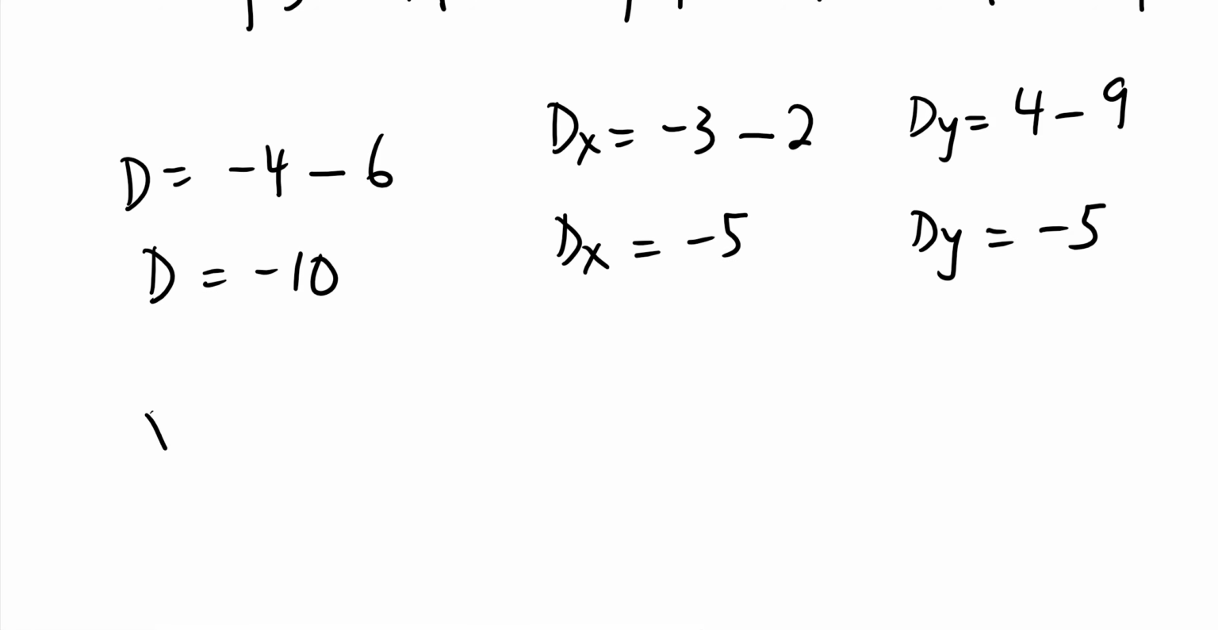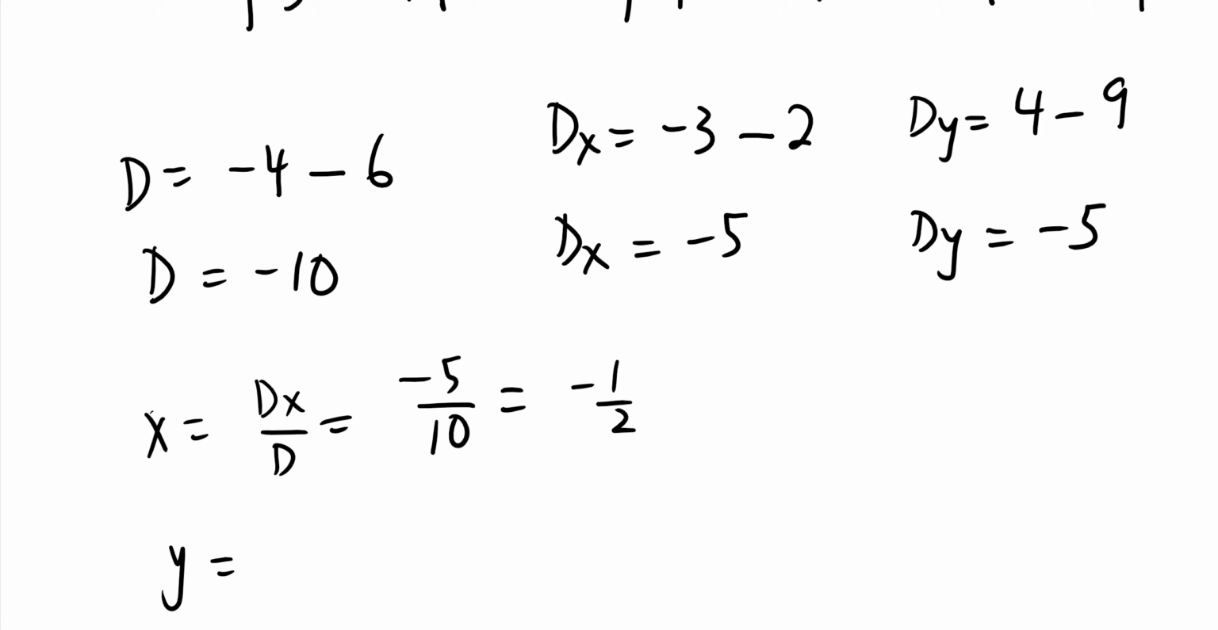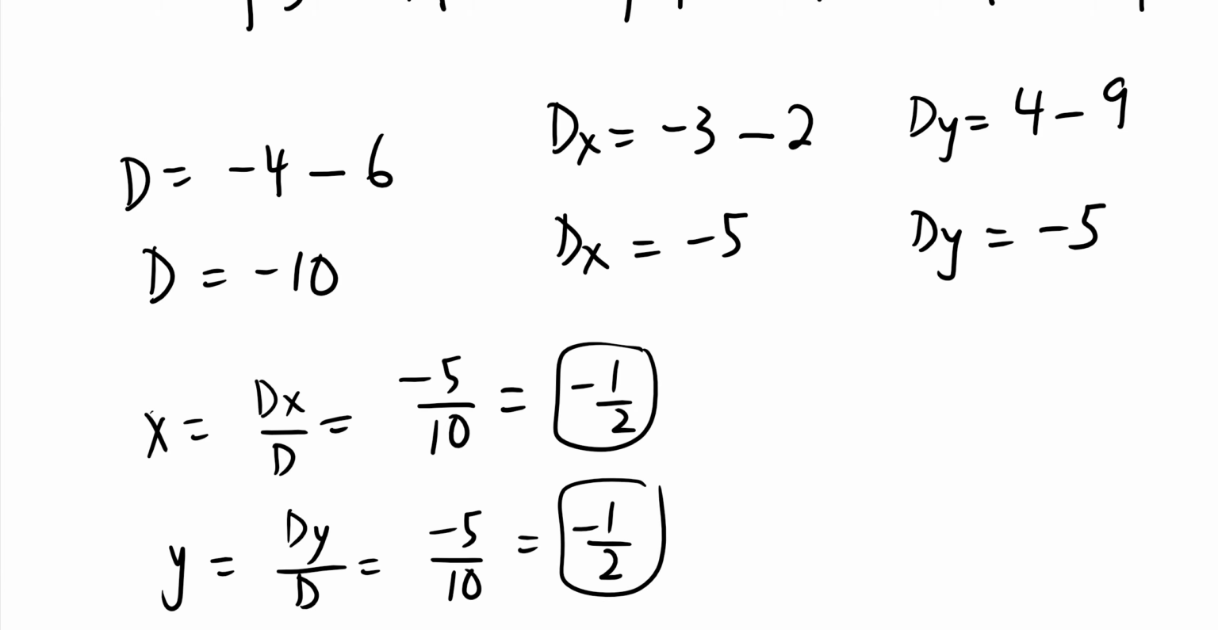What we need to find is x, Dx over D. That's negative 5 over negative 10, which gives us 1/2. y is Dy over D, negative 5 over negative 10, also 1/2. So we found x and y.